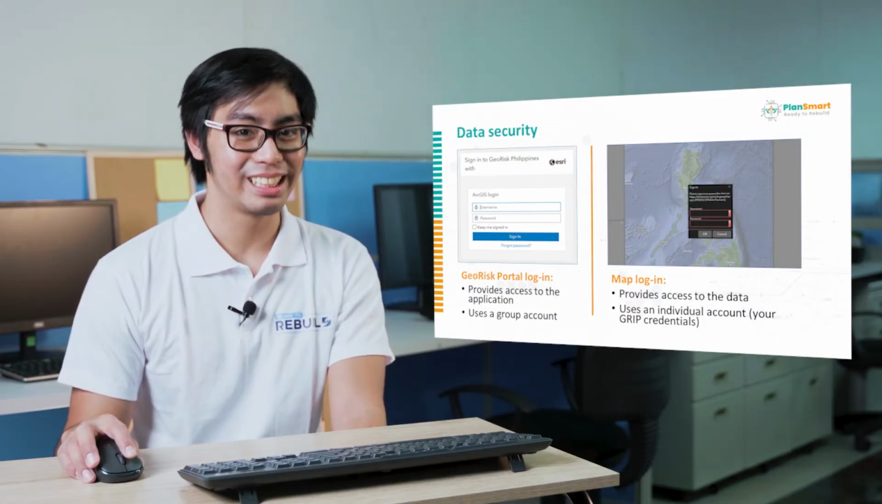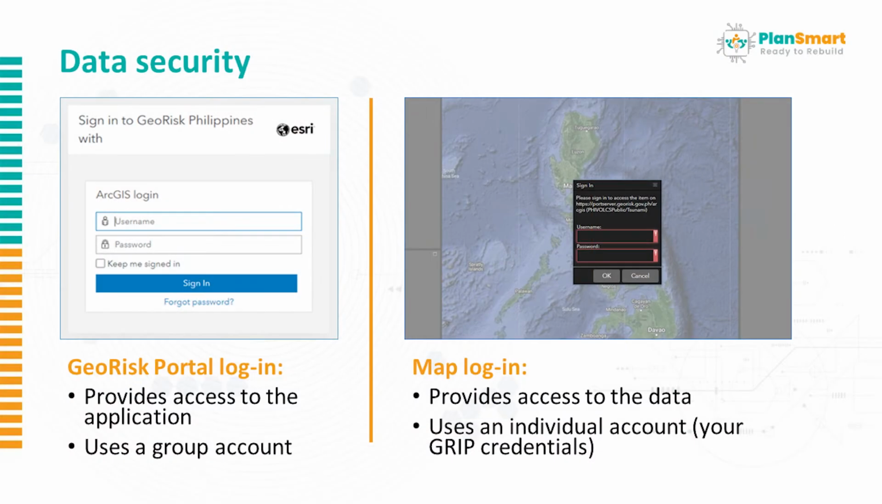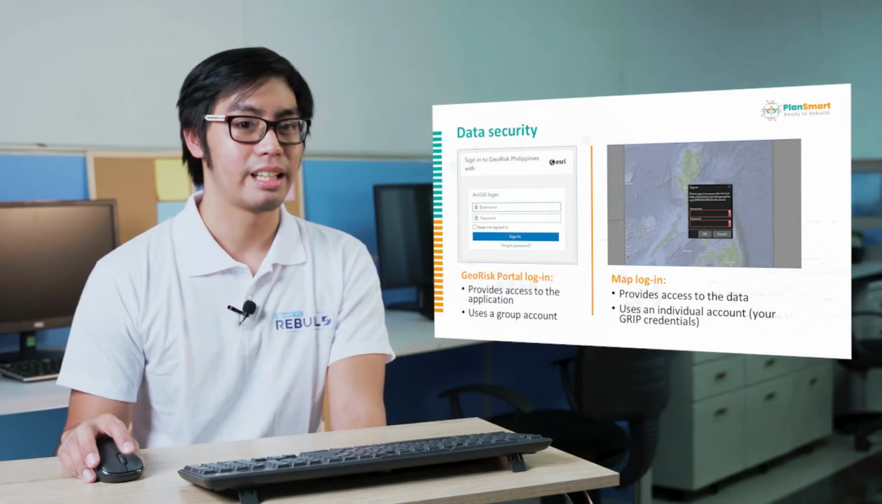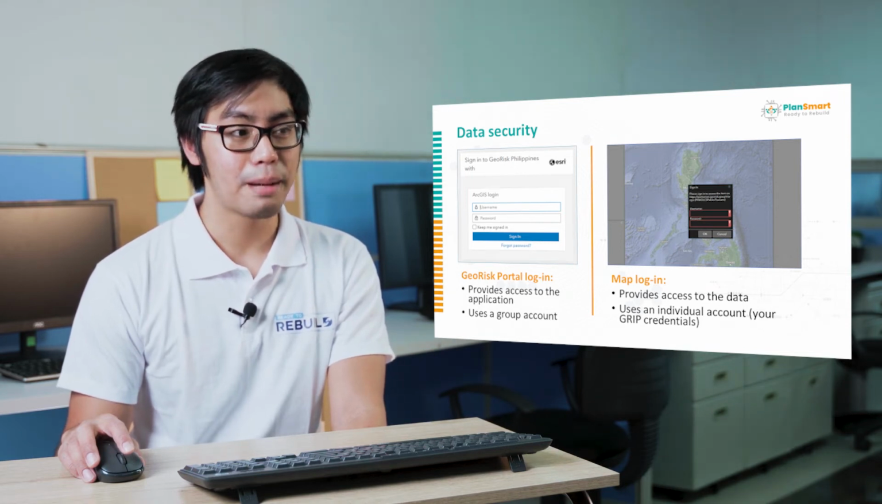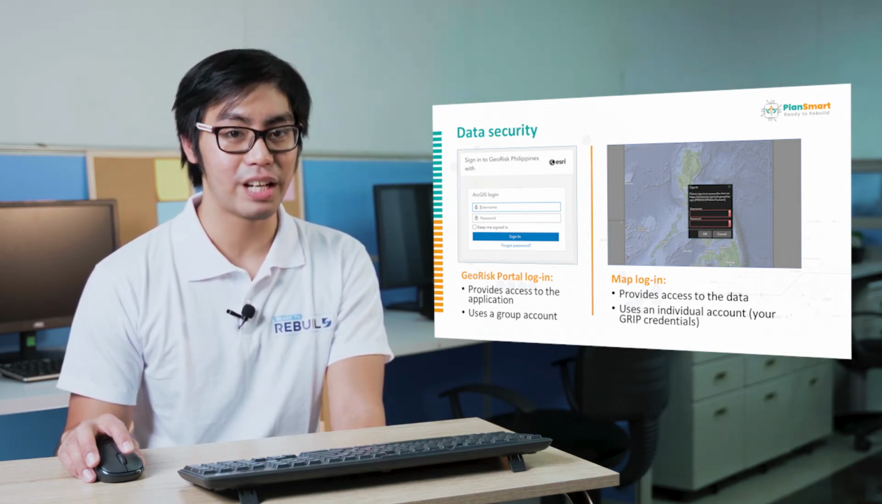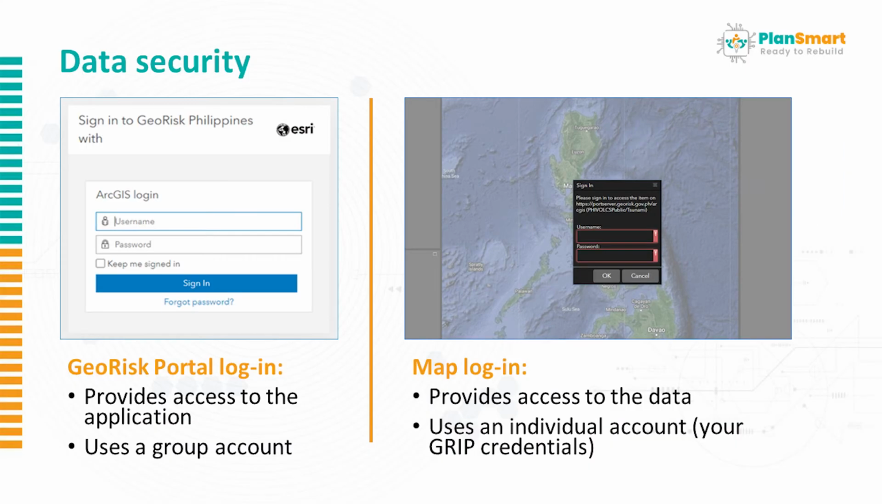Before we proceed, I will explain to you two types of login that you will encounter. First is the GeoRisk Portal Login. The GeoRisk Portal Login provides access to the application, and we will be using a group account. After that, we will do the map login. The map login is used to provide access to the data, and here you will use your GRIP account or your individual account.